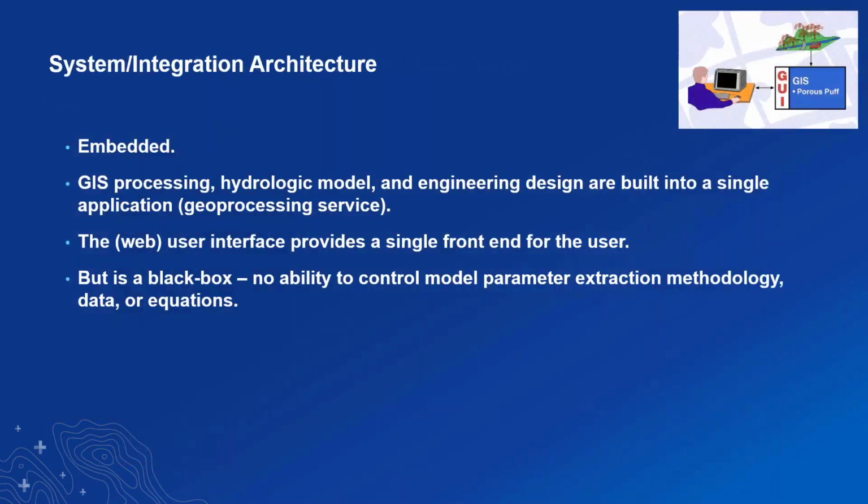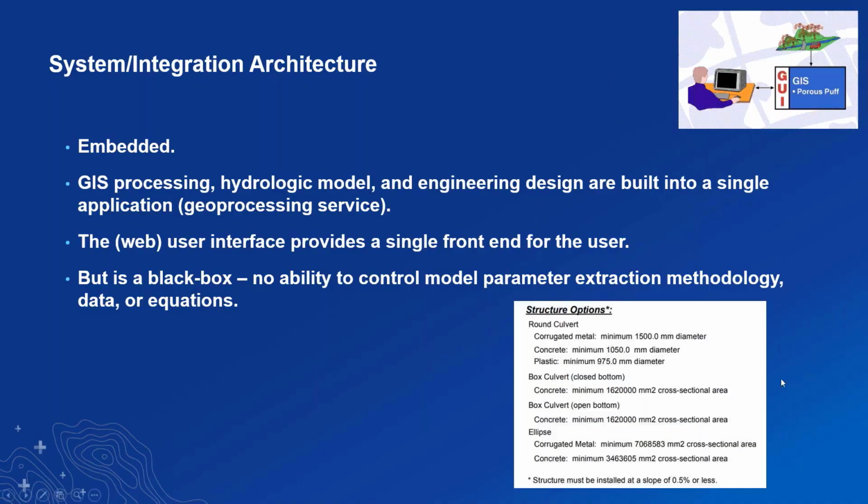So this is an example of an embedded system where the model is fully implemented within GIS. The application interface provides a streamlined end-user interface and makes the application easy to use for anyone. But it is a black box system that does not allow you to modify anything. But some alternatives are built into the analysis, so there might be less need to tweak anything.